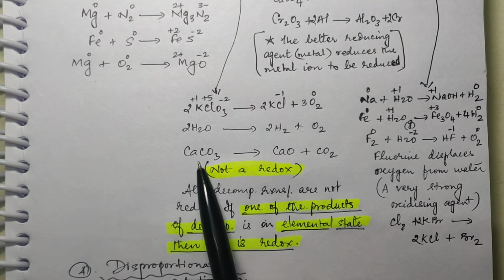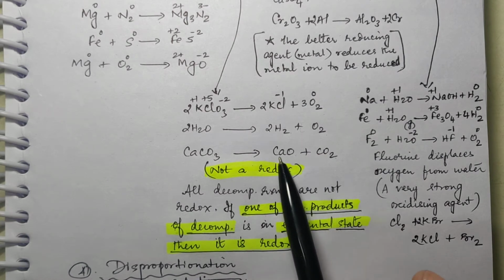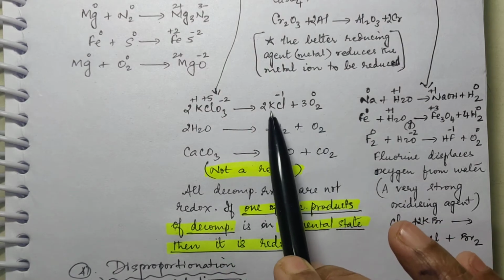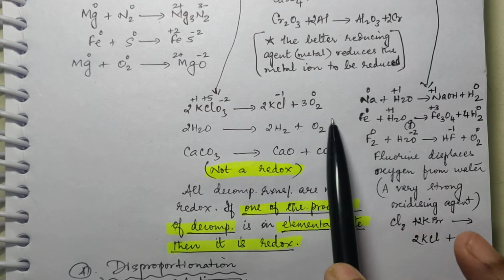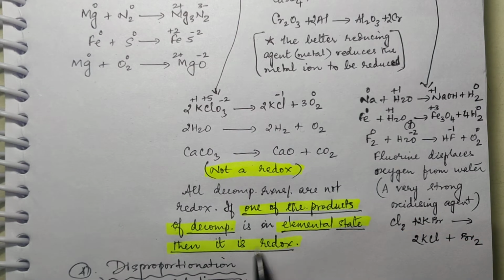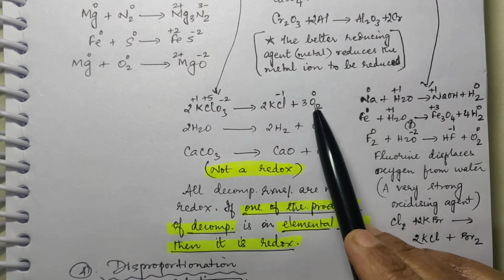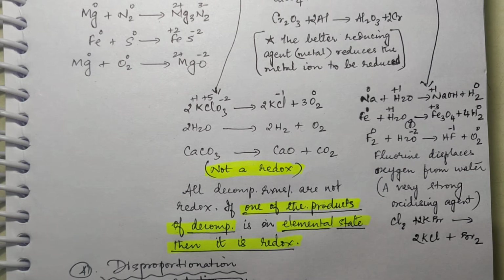In the case of calcium carbonate, the products formed both are compounds, right? It is not in the elemental state. Neither calcium oxide nor carbon dioxide. Both are compounds. Now, in this case, you see, one is in the compound form and the other one is in the elemental form. Now, in the case of water, both are in the elemental form. So, try to understand the condition. Only those decomposition reactions are redox reactions provided one of the products is in the elemental state. At least one of the products should be in the elemental state. Otherwise, it is not a redox reaction.